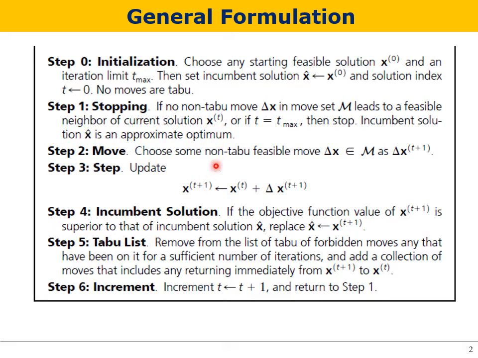Okay, if not, currently I am at this solution, I will check the non-taboo feasible solutions, select one of them, make a move, if necessary update the incumbent solution, then update the taboo list and increment T by 1 and return back to step 1. So there is a loop over here, we are following these steps again and again. Okay, so this is the general procedure of Taboo search. But as I said, there are individual characteristics of these steps that we need to talk about.